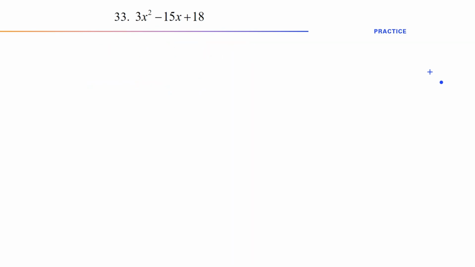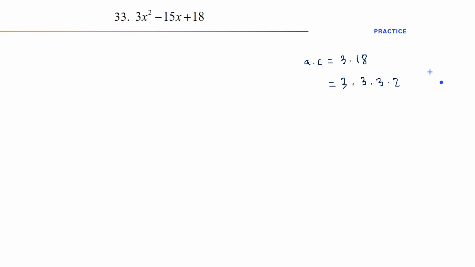Alright, so number 33, we have 3x squared minus 15x plus 18. So we multiply A times C, which is 3 times 18. 18 is 3 times 3 times 2. We have 3 times 3 is 9 times 2 is 18. And then we times 3 from the A, right?